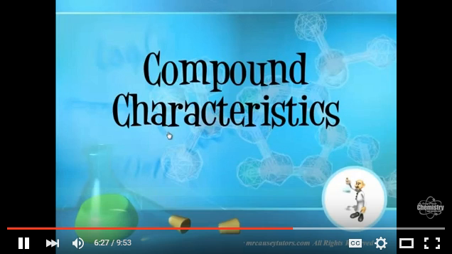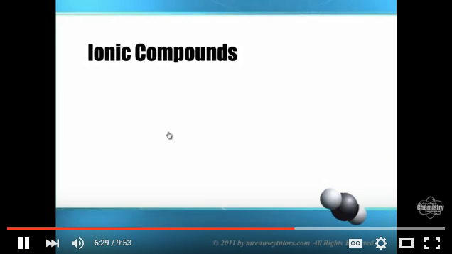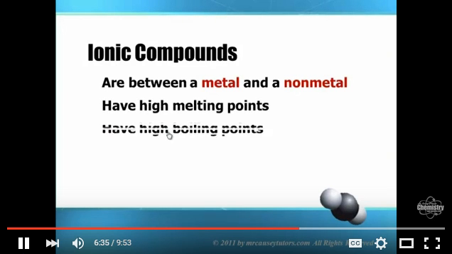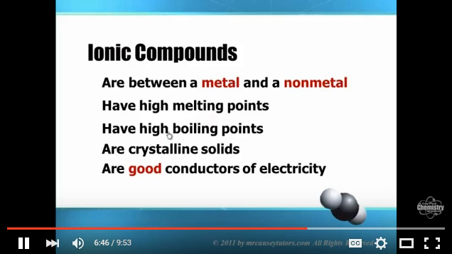Let's look at compound characteristics. Ionic compounds are between a metal and a nonmetal, have high melting points, have high boiling points, and are crystalline solids. And as far as I know, they're all crystalline solids. The ionic bond is so strong that they're all crystalline solids, are good conductors of electricity, and most are soluble in water. Water, being very polar, attracts ionic compounds, and most ionic compounds dissolve in water.